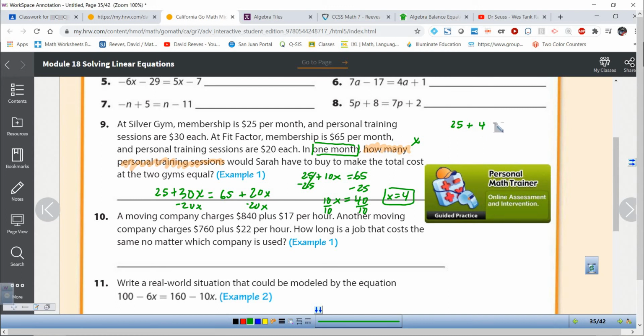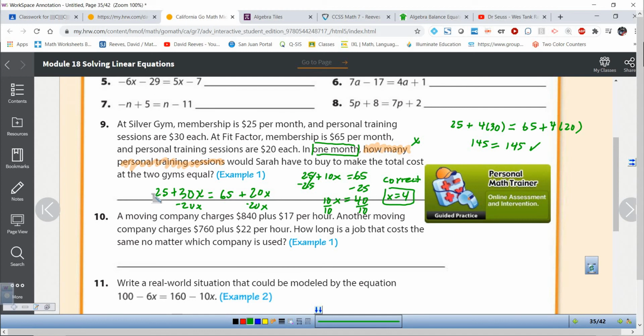25 plus 4 times 30. Does that actually equal 65 plus 4 times 20? All right, well, 4 times 30 is 120, so this gives me 145. All right, 4 times 20 is 80 plus 65 is 145. All right, so those are equal, which means that my solution is correct.